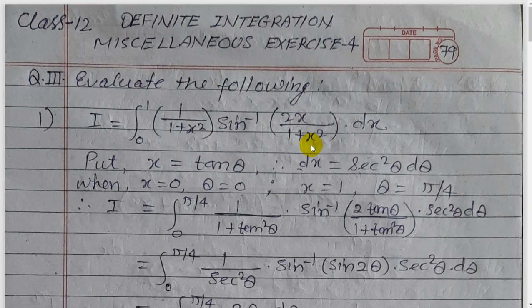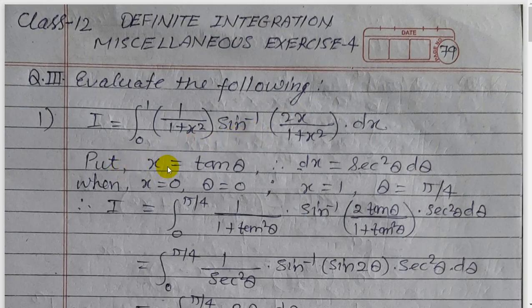It means the question indicates you should consider x equal to tan theta, because 1 plus tan square theta is sec square theta, and here also 1 plus tan square theta and 2 tan theta are in the numerator. So 2 tan theta upon 1 plus tan square theta is the sine 2 theta formula. If you remember the formula, you can guess directly what to put for any question.